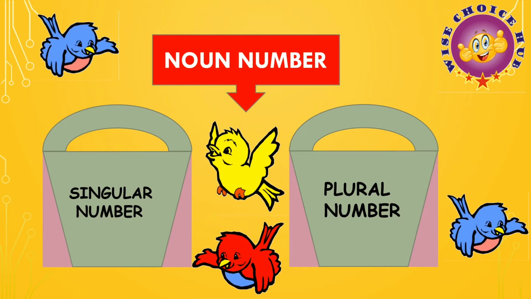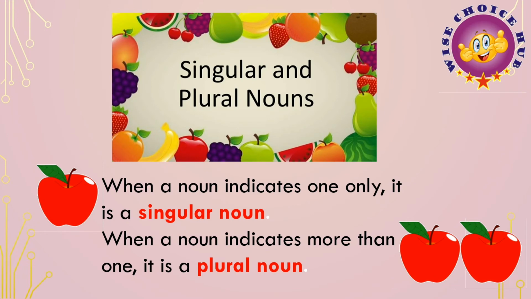In grammar, the number relates to the count of a noun or pronoun. The two types of noun number are the singular number and the plural number. Now, on the left hand side, you can see a picture of a single apple. So, when a noun indicates one only, it is a singular noun. On the right hand side, you can see two apples. So, when a noun indicates more than one, it is said to be a plural noun or a plural number.